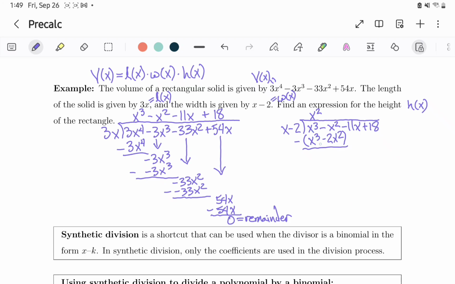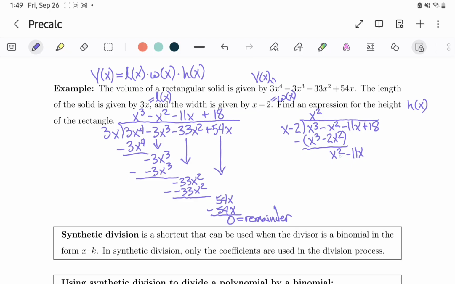And what we get is, well, the x cubes are going to cancel each other out. And then we have minus x squared minus a minus 2x squared, which is going to give us, well, minus x squared plus 2x squared. So a positive x squared. And then we'll bring down the minus 11x. So minus 11x.